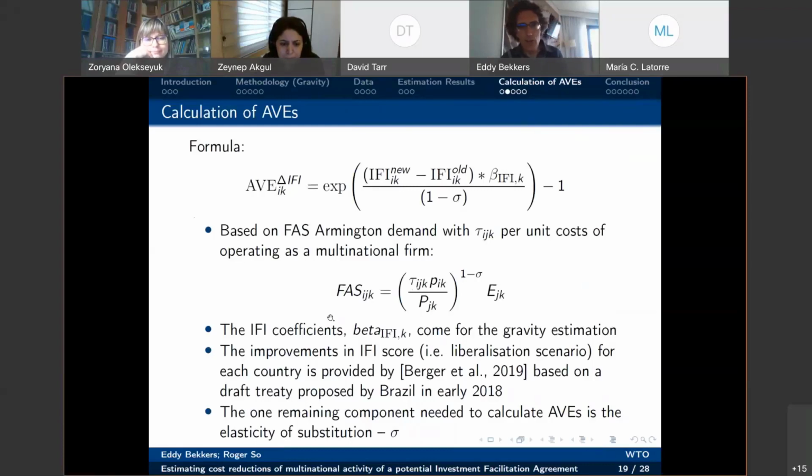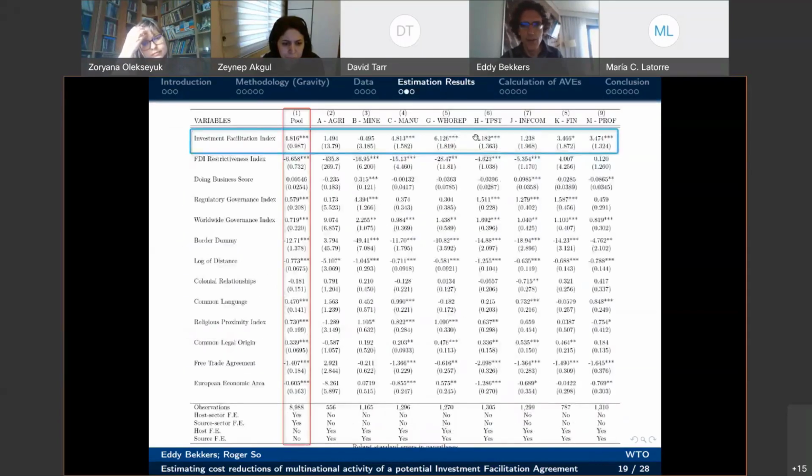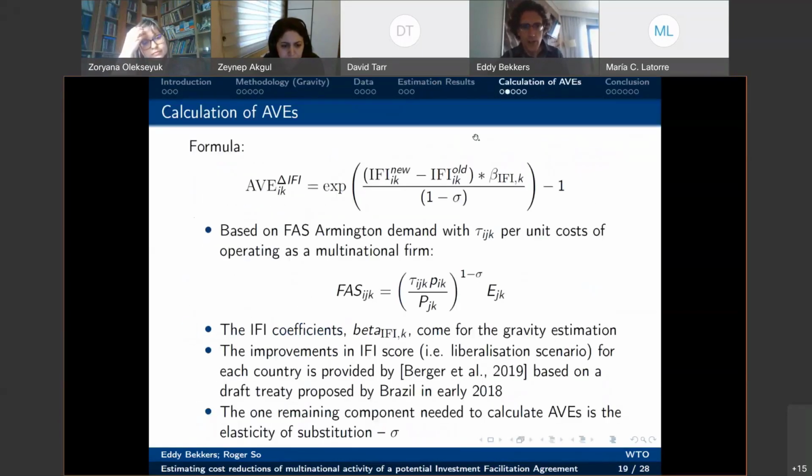So if you start with this structure, you get to this ad valorem equivalent as in the standard way of doing things. Then where are things coming from? This coefficient is what we've just estimated here, this beta coefficient. Then the change in the IFI score is based on earlier work by Zoriana and colleagues, but hopefully we can update that with newer proposals, although we always have to be careful with doing that. We work at the WTO, and that also brings me to the disclaimer that I haven't mentioned.